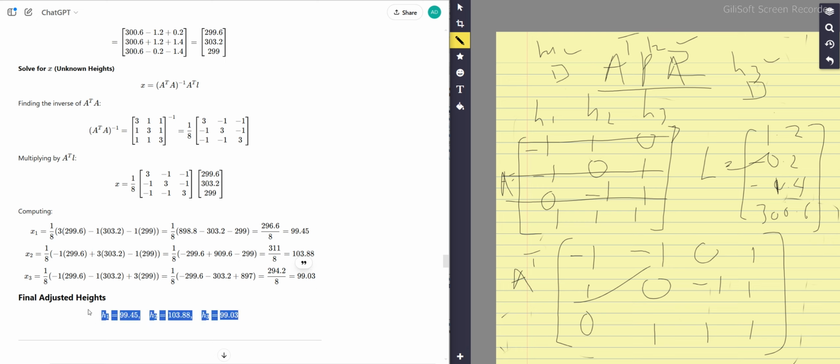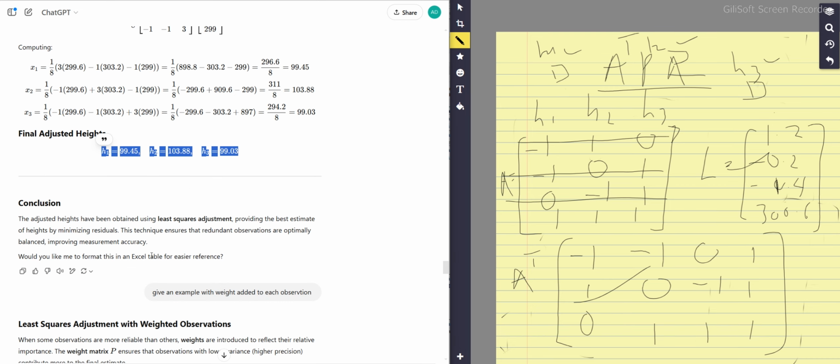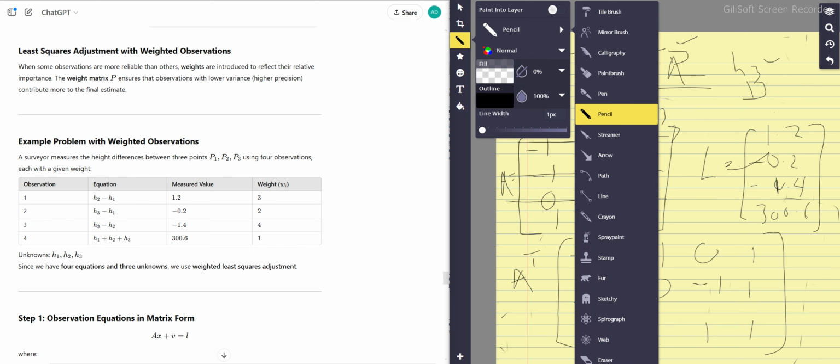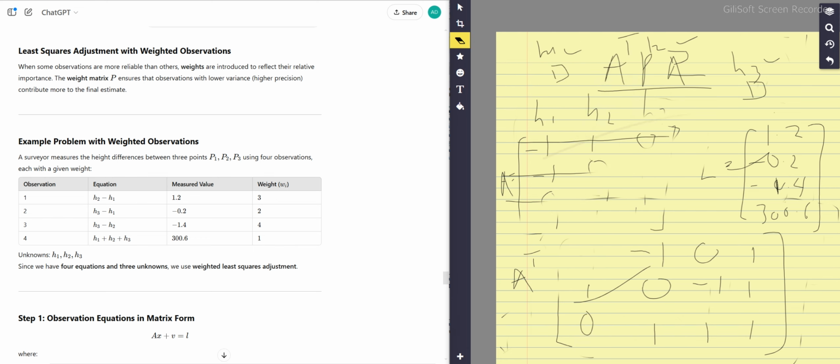So this is the adjusted heights for those three. Now let us look at a question that gives weight. So that means in this question, we are not going to overlook the weight, or say it's just 1. We're not really overlooking it, but we are saying it is 1.